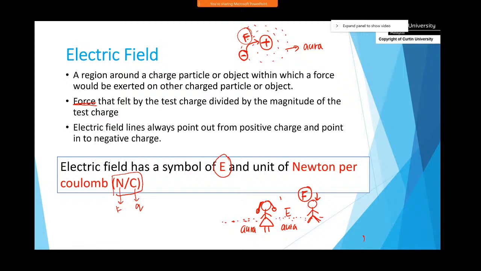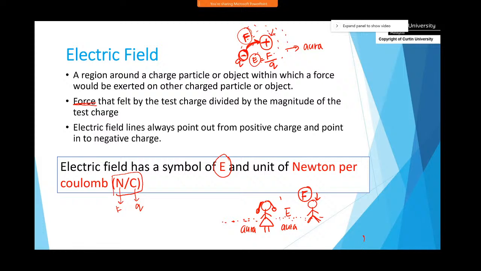If you are releasing a very strong signal, come and talk to me. So if the field is very strong, then the force will be very strong too. So the electric field is the force felt by the test charge divided by the magnitude of the test charge. Which means the electric field depends on the force in between these two divided by the charge of this one, because we want to study the aura released by this charge.